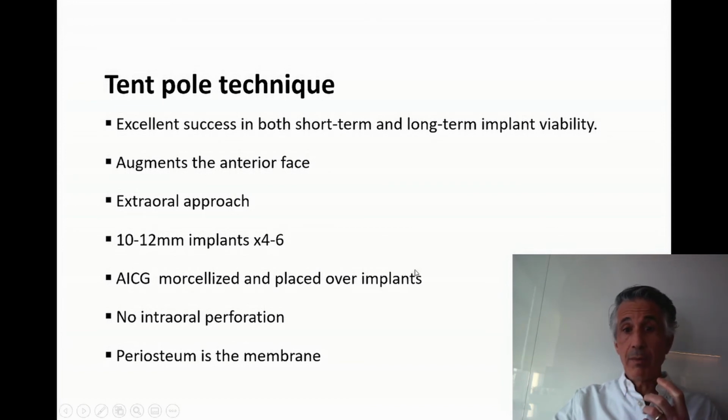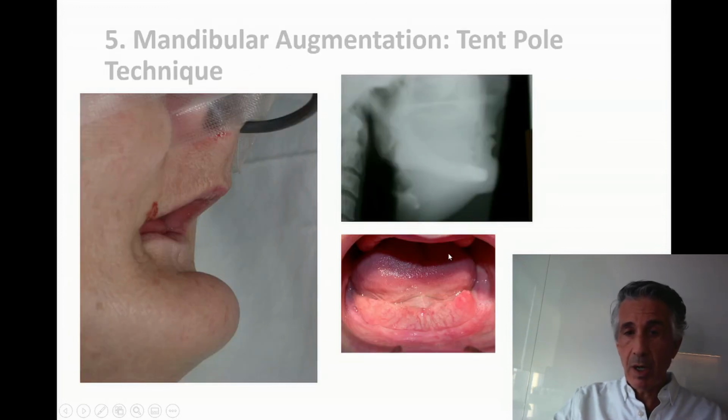You can use long implants. You get 4 or 6 implants. Again, we have to use anterior iliac crest bone. You have to make sure there's no perforation intraorally, because if saliva contaminates this, you're lost. And we use periosteum as the membrane because, again, we're not entering into the mouth. So here's someone with severe resorption. Look at that. There's no bone here whatsoever.